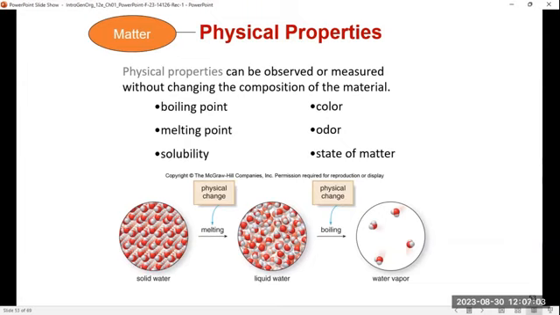So physical change is associated with melting and melting point, boiling point, and freezing point, etc. Solubility is how much it gets dissolved. Color is also a physical property. Melting point is solid to liquid, liquid to gas is boiling.